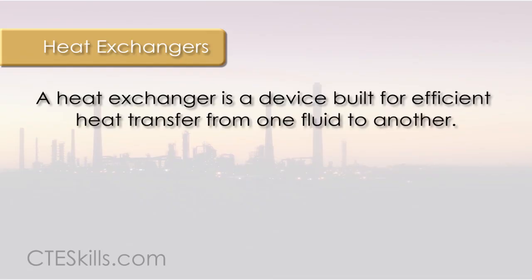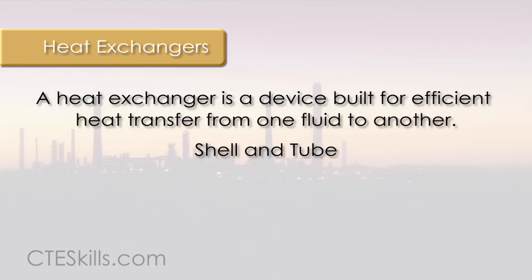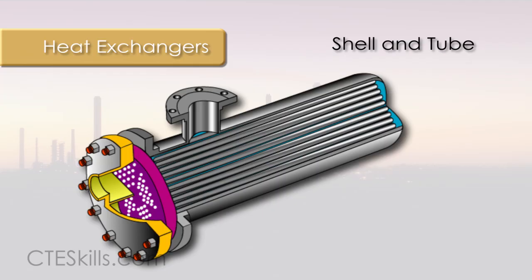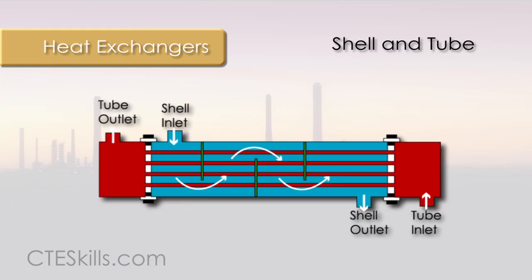A heat exchanger is a device built for efficient heat transfer from one fluid to another. Heat exchangers are generally classified as shell and tube, plate, spiral, or air-cooled. A shell and tube heat exchanger is the most common type of heat exchanger in oil refineries and other large chemical processes, and it is suited for higher pressure applications. As its name implies, this type of heat exchanger consists of a large vessel or shell with a bundle of tubes inside it. One fluid runs through the tubes, and the second runs over the tubes to transfer heat between the two fluids.